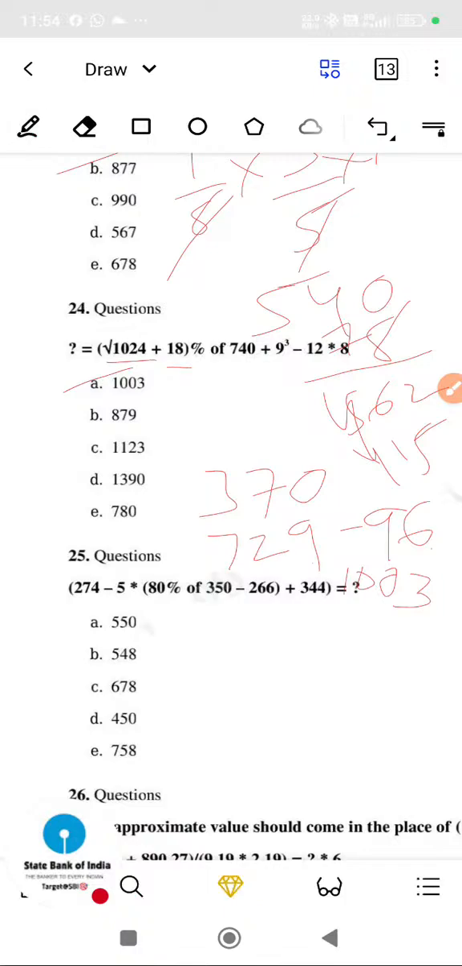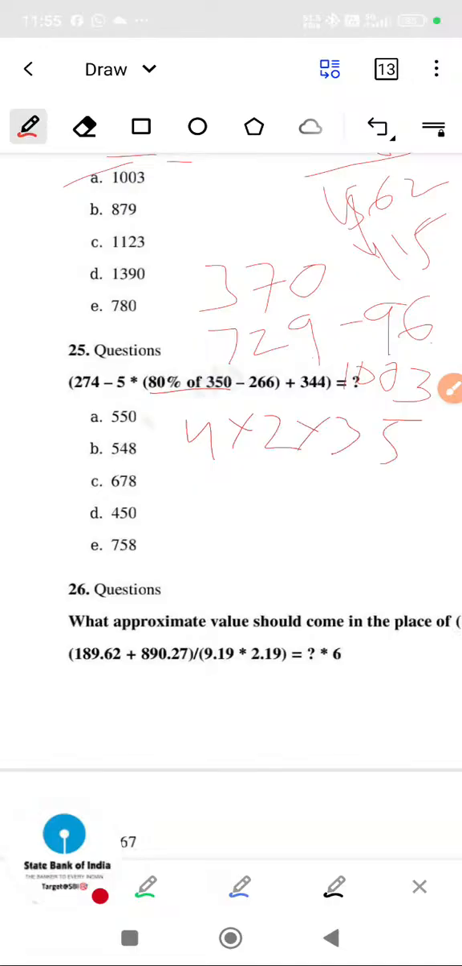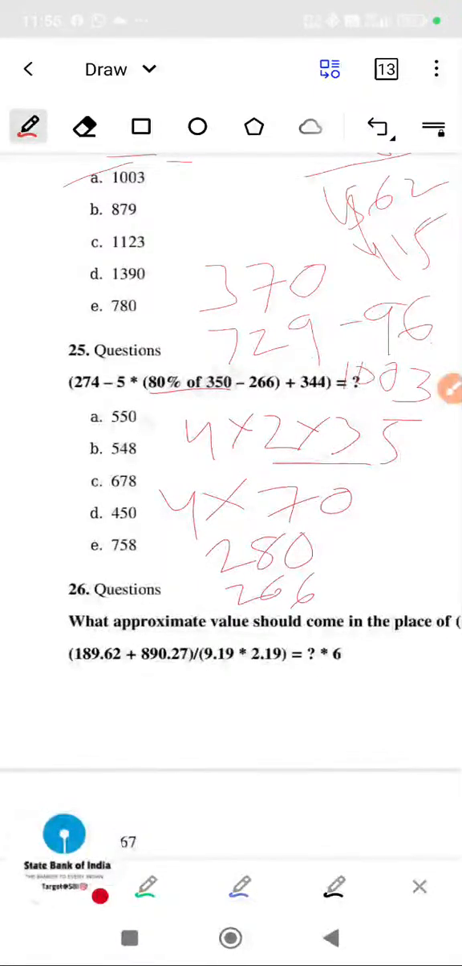Next we are going to see question number 5, 25. Here we see 80 percentage of 350. So 8 into 35. What we do is 4 into 2 into 35. We write like this. 35 2 times will be 70. 74 times, which will be 280. So we get 280 minus 266. We get 14. So in bracket we get 14.